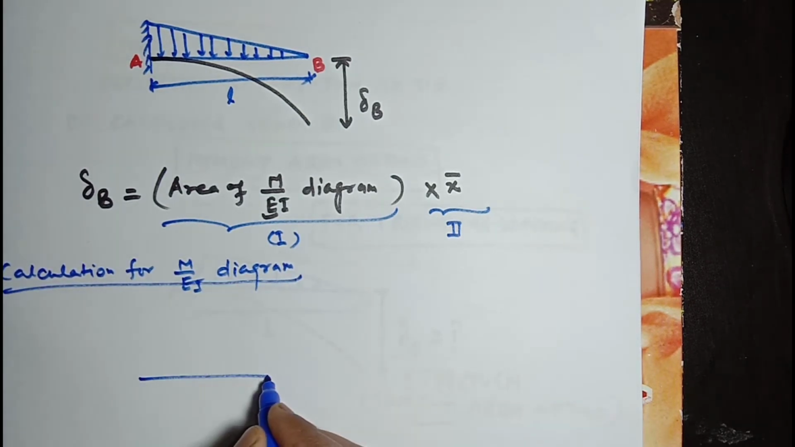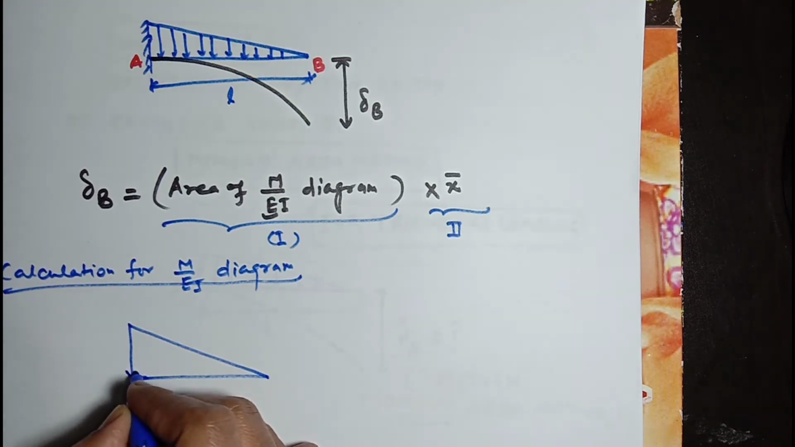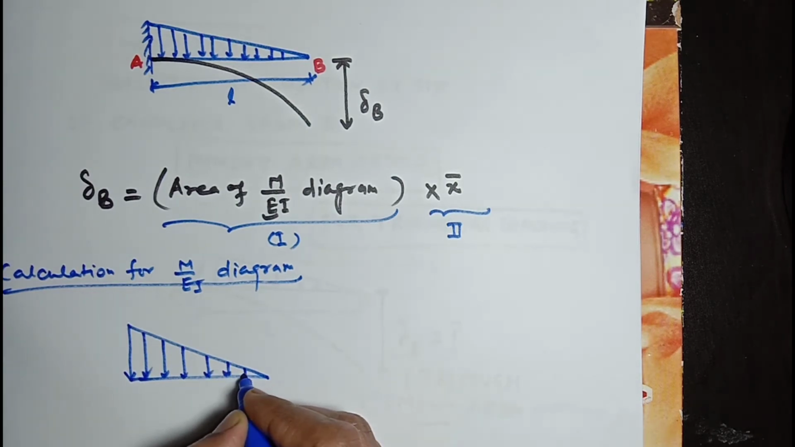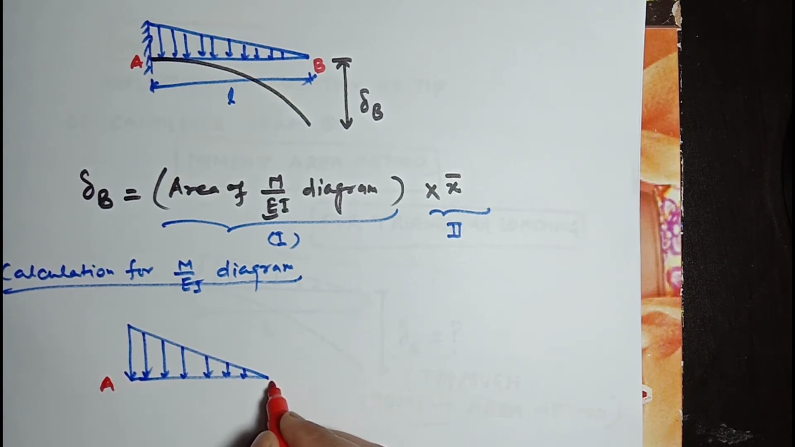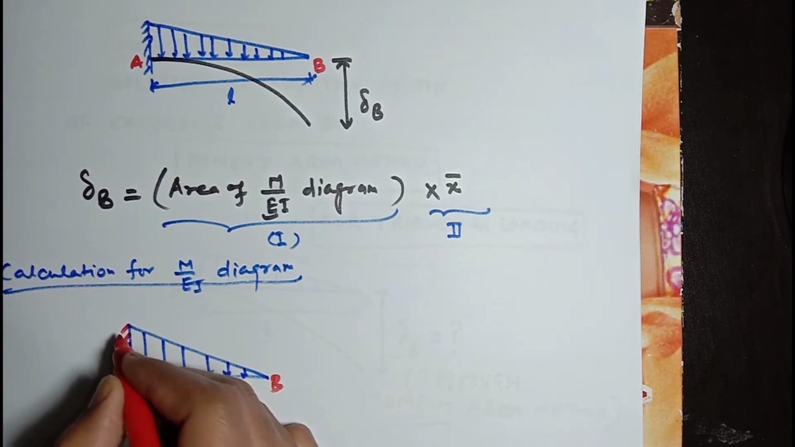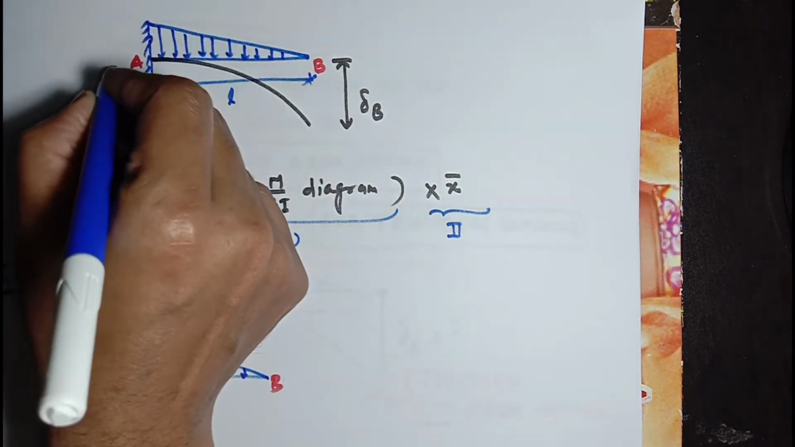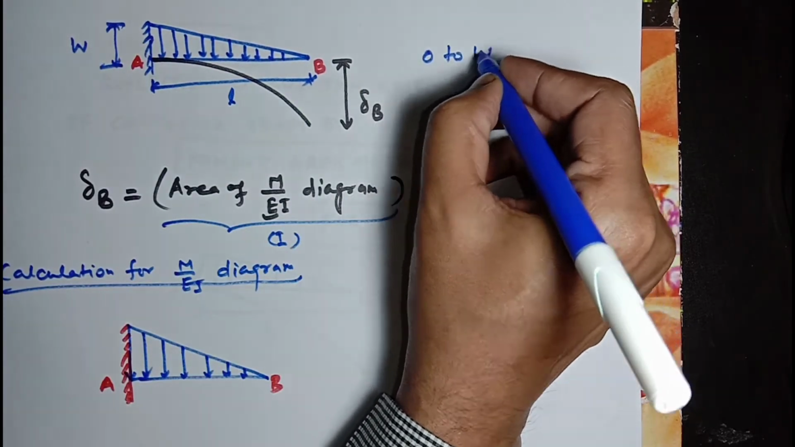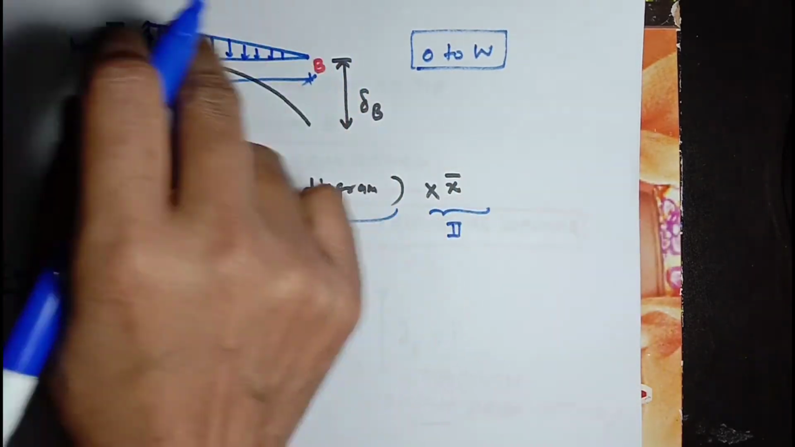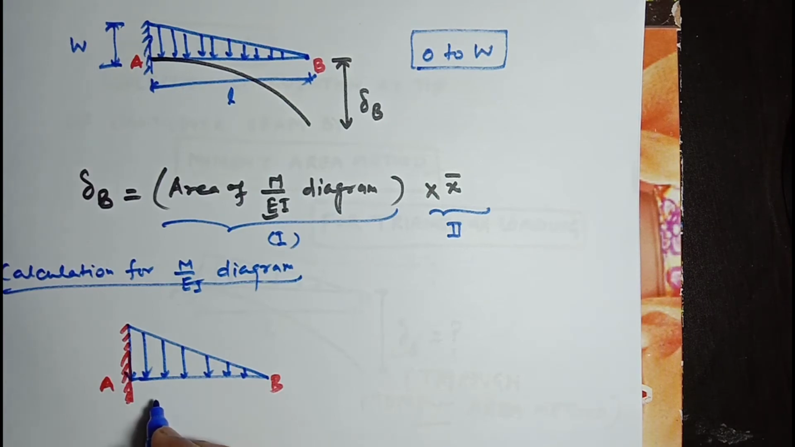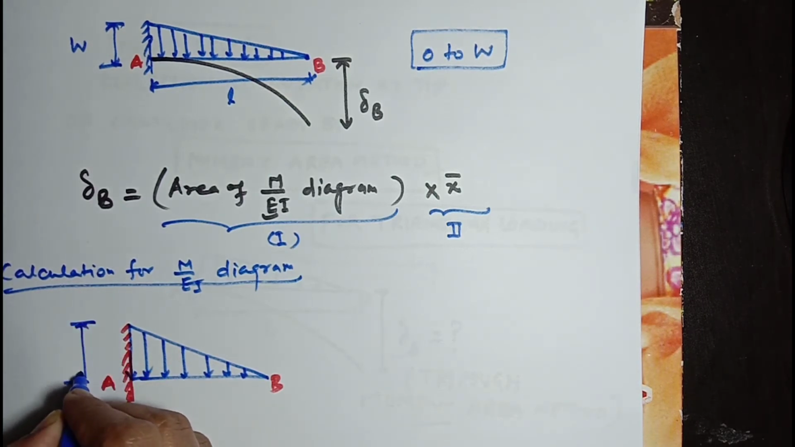The loading diagram is here. It's a triangular loading. This point is A, this point is B, this support is a fixed support, and the maximum value is W, ranging from 0 to W. This is a triangular loading ranging from 0 to W. Here the loading is 0 and the maximum value is at the support. So this value is W.